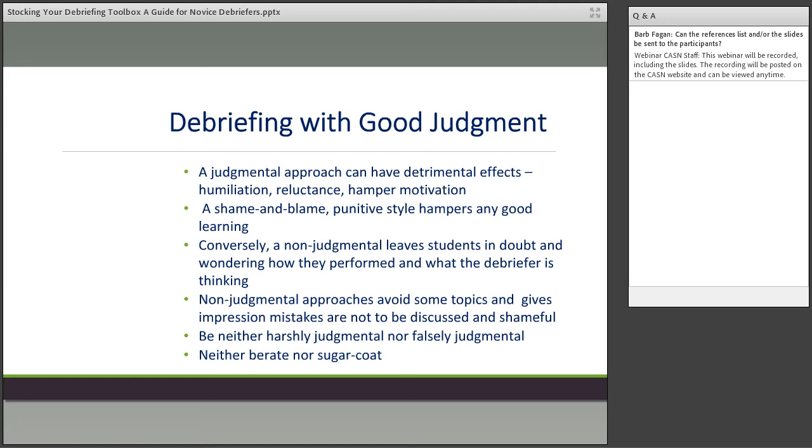I can't believe you did that. I just lectured you on this last week. So I love this: be neither harshly judgmental nor falsely judgmental, and neither berate nor sugarcoat. You want to have an honest conversation with the students. So again, going back to that advocacy inquiry, you're inviting them to give their rationale for things. And then together you explore what good elements there are, perhaps why that should be changed or how it should be changed. Thinking, well, I'll have no judgment, doesn't help either. At least with bad judgment, people know what you're thinking. Non-judgment leaves them in doubt and really hinders the learning.